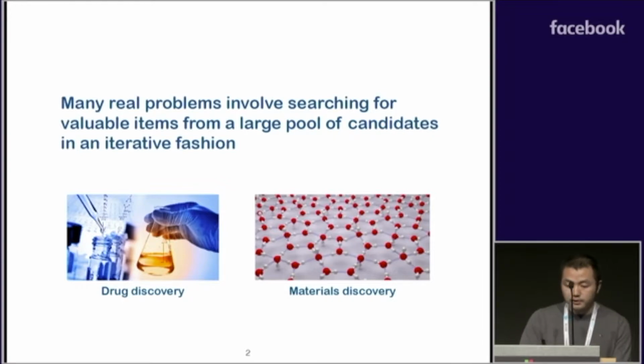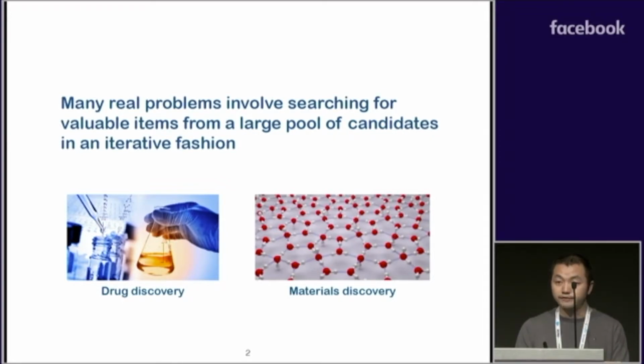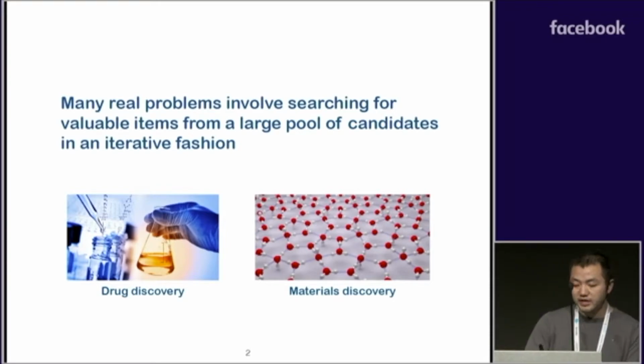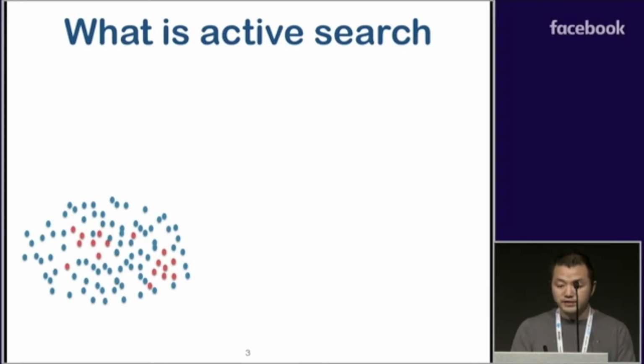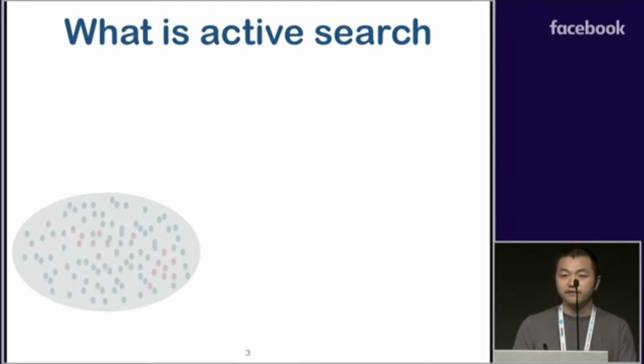Many real problems involve searching for valuable items from a large pool of candidates in an iterative fashion. Drug and materials discovery are two typical examples. We formulate this problem as active search. Suppose there is a big pool of unlabeled points. A few of them are positive, and most of them are negative, and you want to identify the positives.